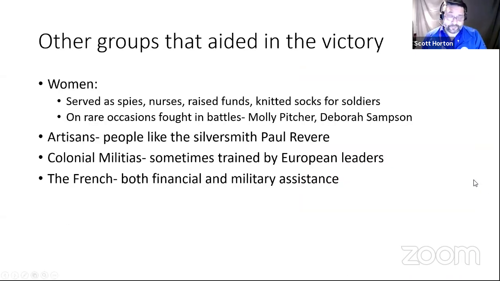Other groups also aided. It's all different Americans that helped out here. So it's not just Washington and Franklin, but women play a really important role in the victory in the war. Women served as spies and nurses. They raised money. They knitted socks for soldiers. They served as camp followers, where they would do all kinds of jobs to help soldiers.